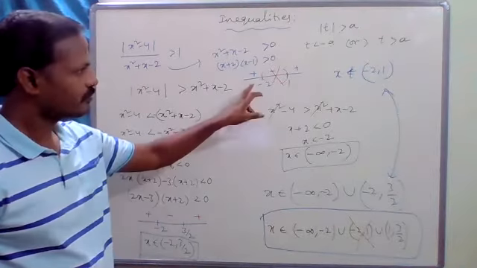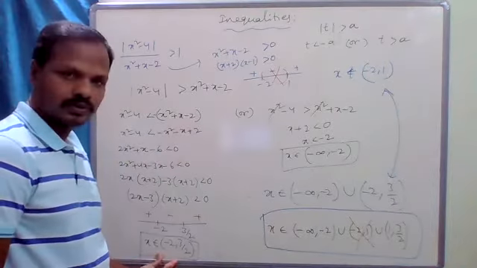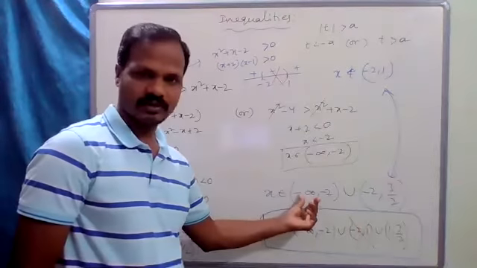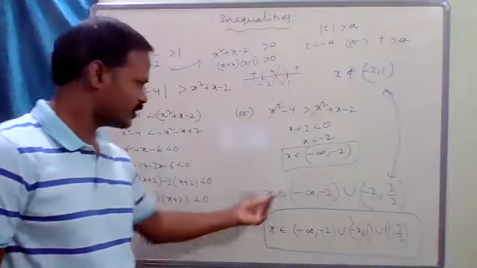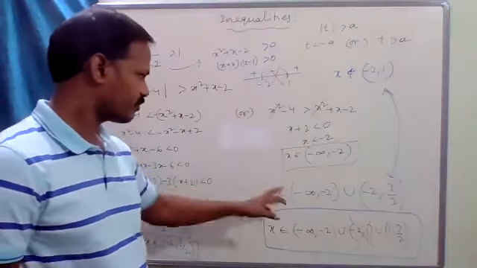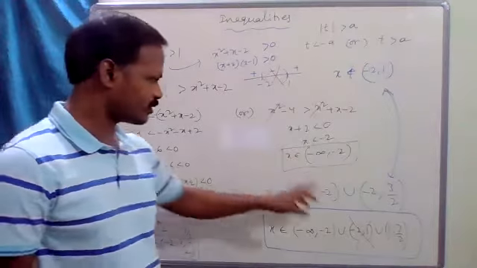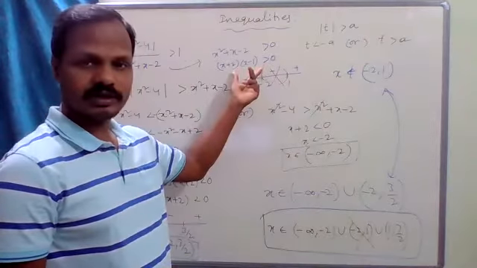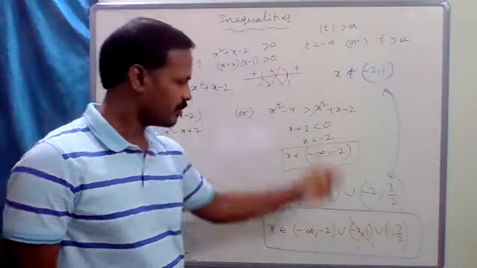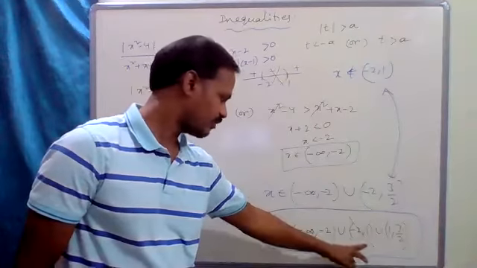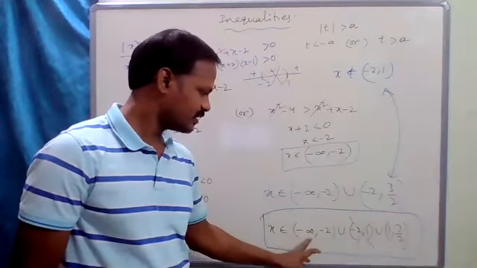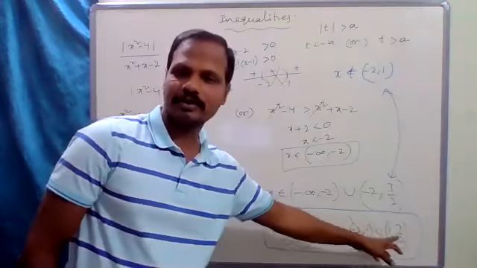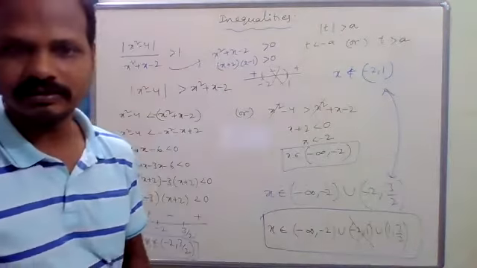Is it clear? So this is one solution and this is another solution. The union of these two is this one. But there is one more condition, so you have to eliminate those values. So the final answer is (-∞, -2) union (1, 3/2). Okay? Fine.